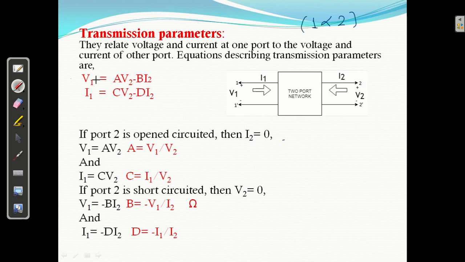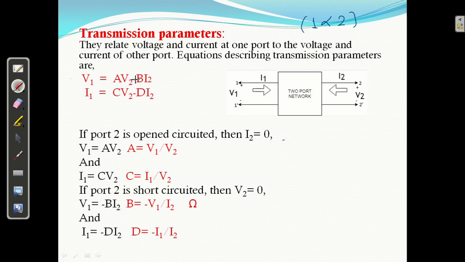One is a function of 2. V1 and I1 is a function of V2 and I2. In Z parameter, V is a function of I. In Y parameter, I is a function of V. In transmission parameter, 1 is a function of 2. So V1 and I1 is a function of V2 and I2: A, B, C, D.